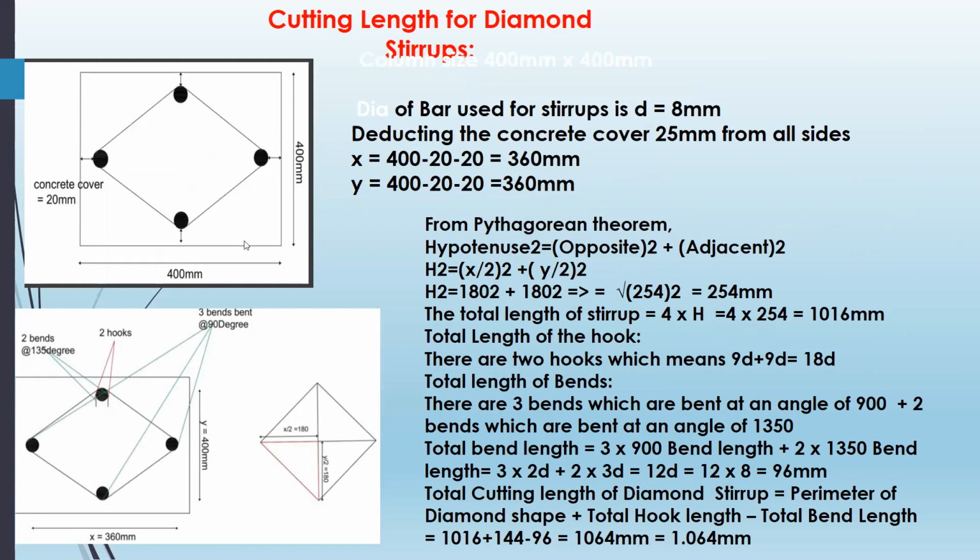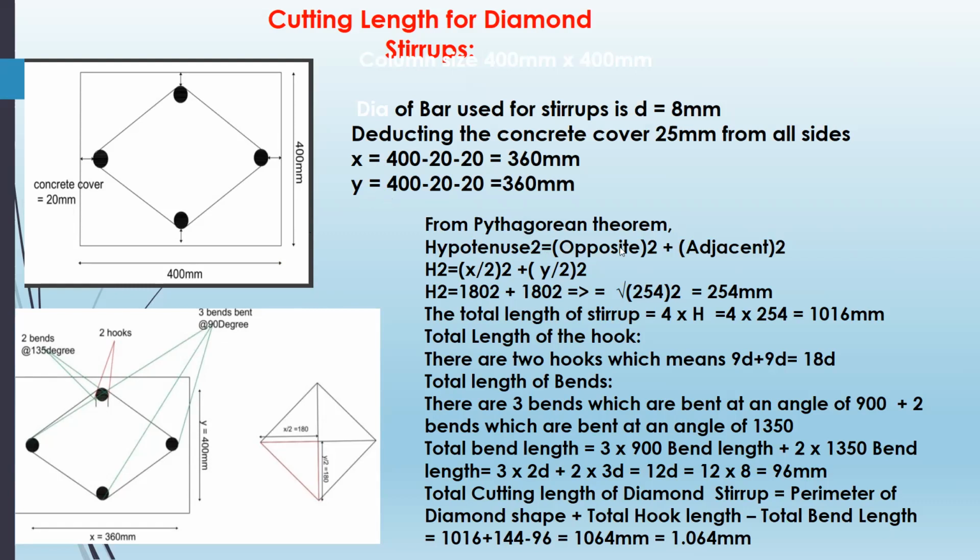Let us consider the size of the column is 400 by 400. Deduct the covers of 20 mm on both sides. So the x-axis will be 360 mm, and the y-axis will be 360 mm. Now you understand there are two triangles that I have to cut off. Here I show you the images.